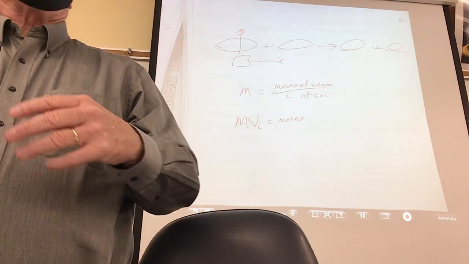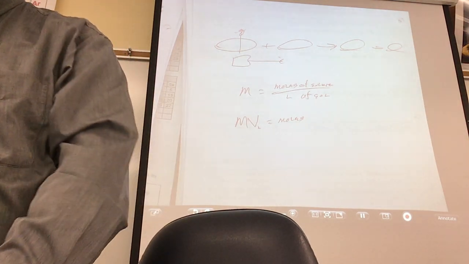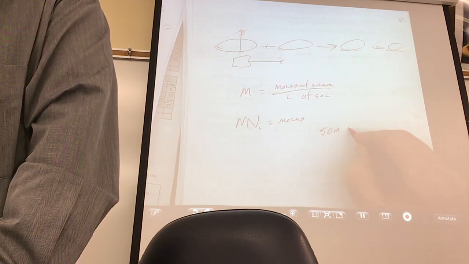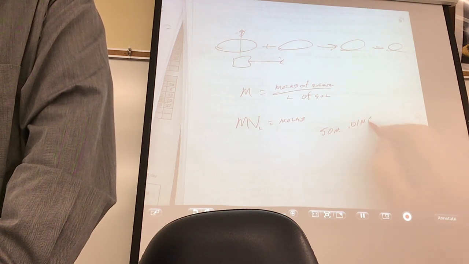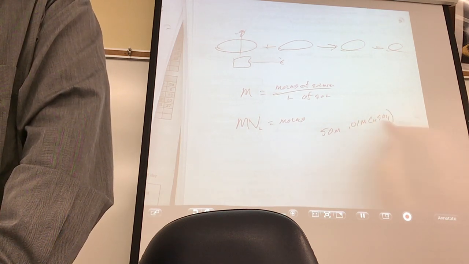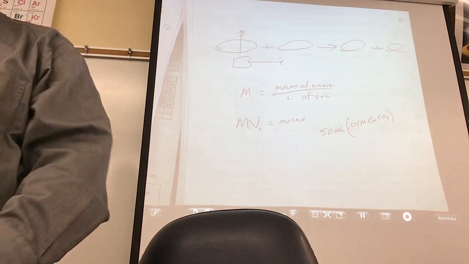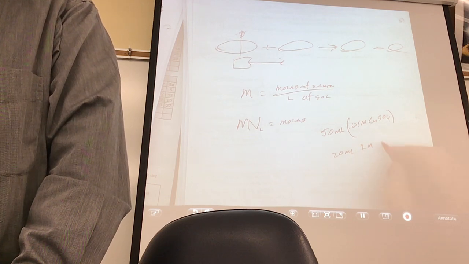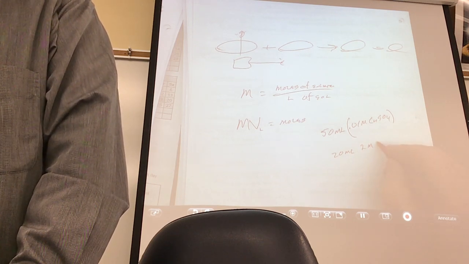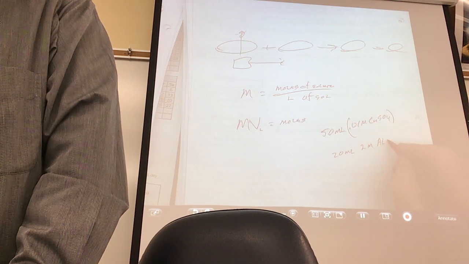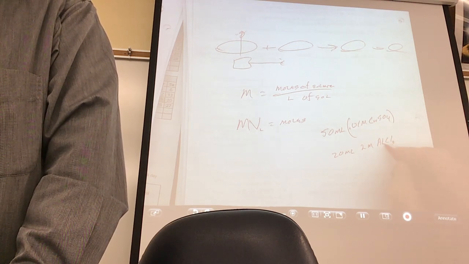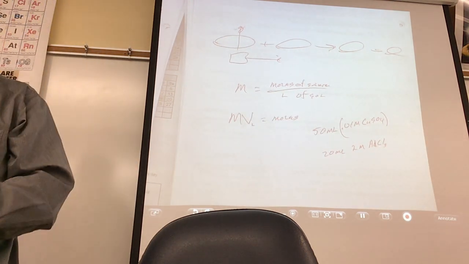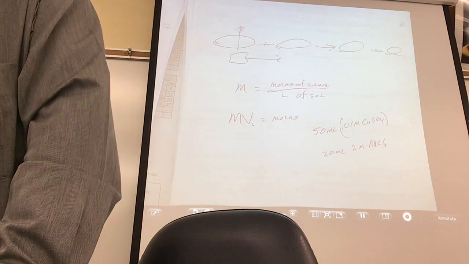So, imagine doing the same kind of problems you did last chapter, except I do something like this. 50 milliliters of 0.01 molar copper 2 sulfate are used to react with 20 milliliters of 2 molar aluminum chloride. Now, so you say, well, how do I do that problem? And I'm not here to teach that right now, but think about this.